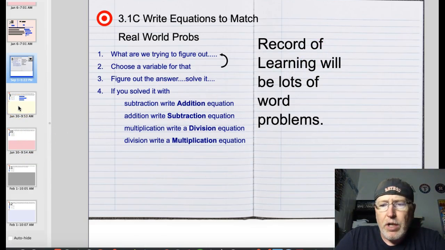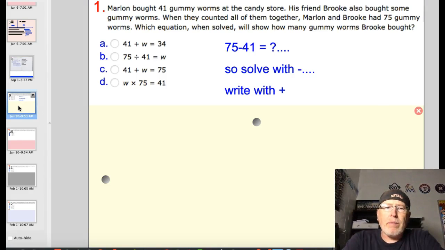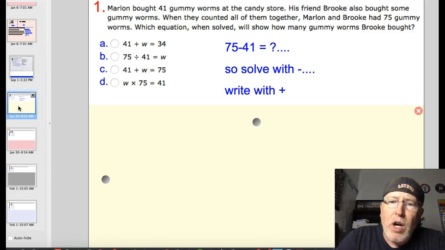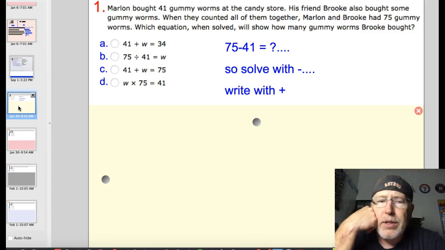So let's get started. You're going to number 1 through 16, and it's going to be a fairly guided lesson. I just think it takes repetition on this one. All right. Marlon bought 41 gummy worms at the candy store. His friend Brooke also bought some gummy worms. When they counted them all together, Marlon and Brooke had 75 worms. Which equation, when solved, will show how many gummy worms Brooke bought?